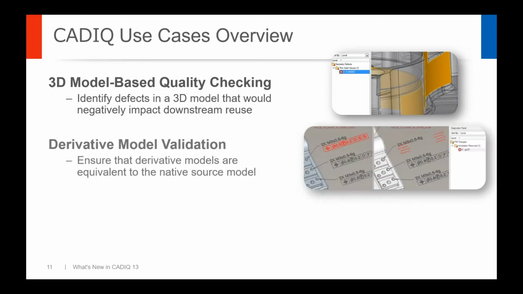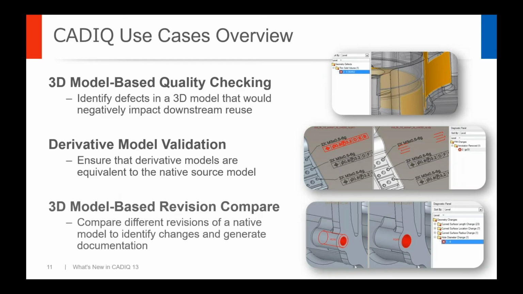Then we have derivative model validation. In most cases, you're not using your native CAD file throughout all of the downstream processes, and at some point there are going to be derivatives that get created. We want to make sure that those match the native source model and that data hasn't changed inadvertently or been lost somewhere along the way.